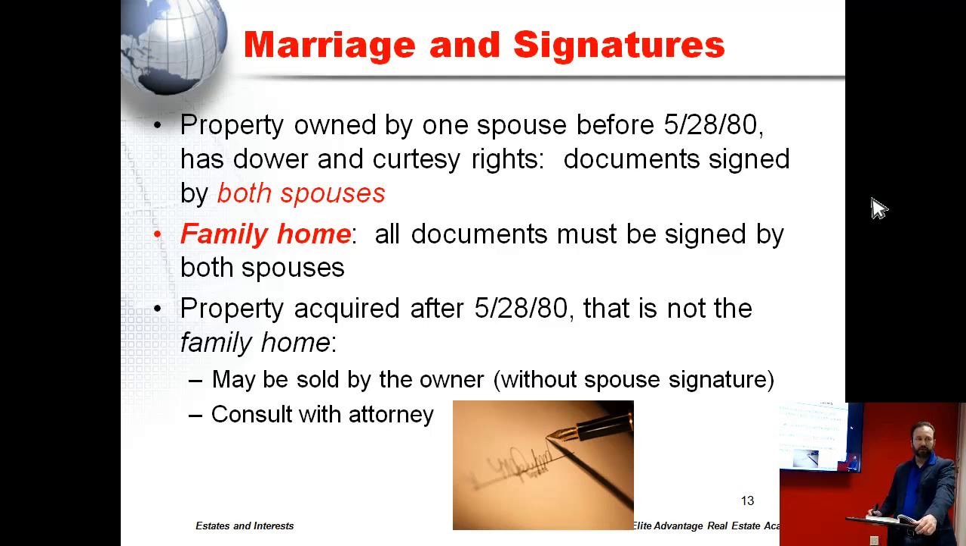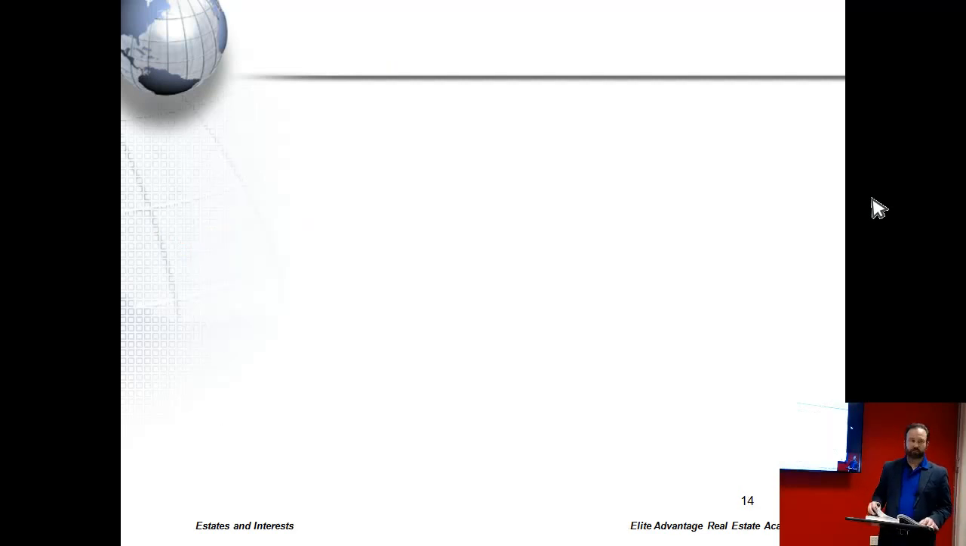Property acquired after 1980 that is not the family home may be sold by the owner without the spouse's signature, and you really should consult an attorney for that. So if they didn't live in the property as their marital home, no signatures needed.